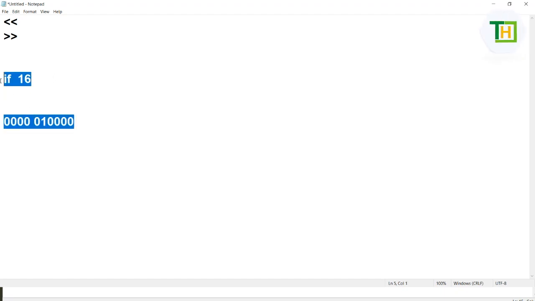In the same way, here 4 right shift of 1. That means just simply delete the last bit. If it is a shift of 2, just simply delete 2 bits here. Then this value is 2 power 0. 2 power 0 means 1. It becomes 1.